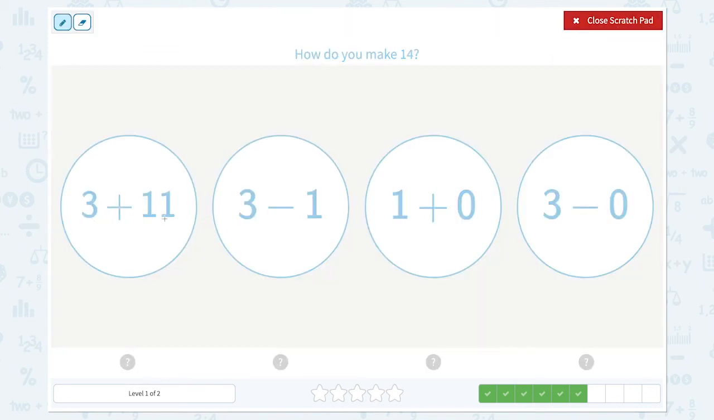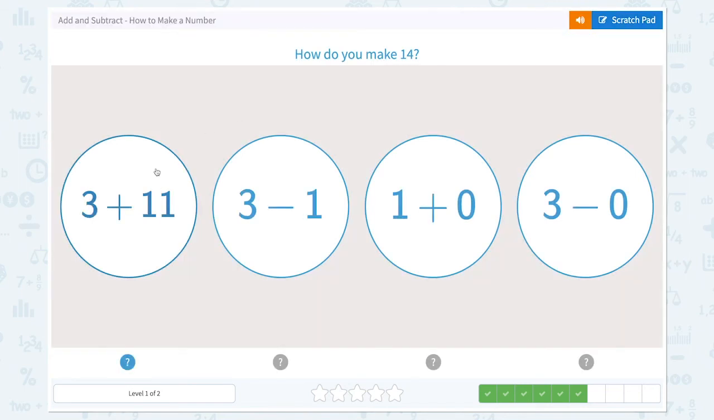3 plus 11, let me try. 1 plus 3 is 4, and let me bring the 1 down. 14! 3 plus 11 makes 14. That's right. How do you make 13?